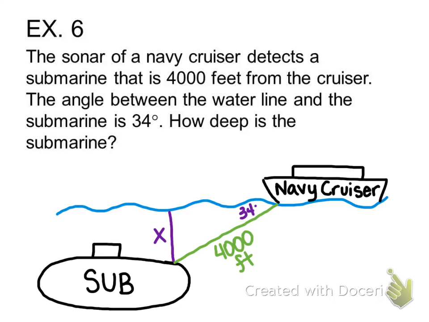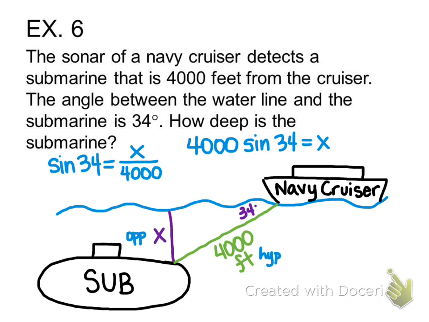Okay, so from 34 degrees, X is opposite and 4,000 is hypotenuse. So opposite over hypotenuse is sine. So sine of 34 is going to equal X over 4,000. So we're going to multiply by 4,000 on both sides. So 4,000 times sine 34. If you type that in your calculator, you're going to get that the depth of the submarine is approximately 2,236.8 feet.